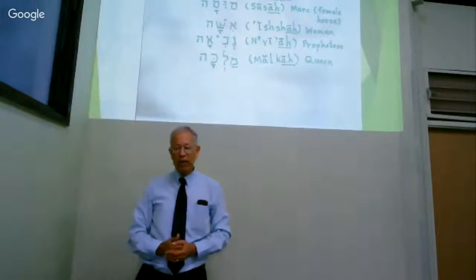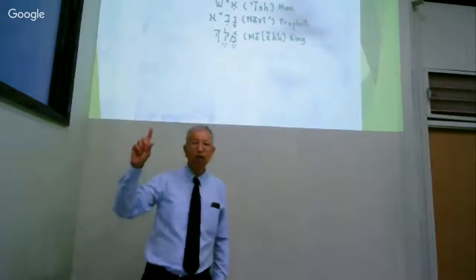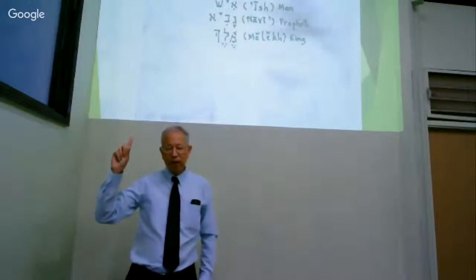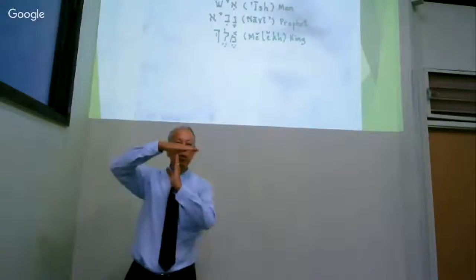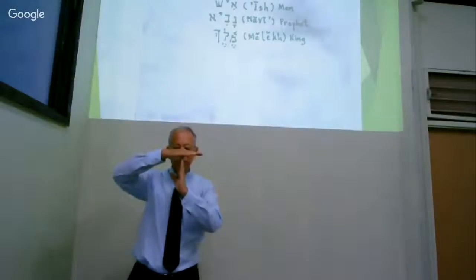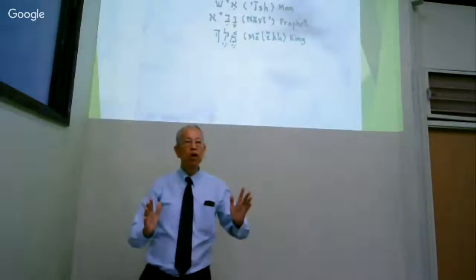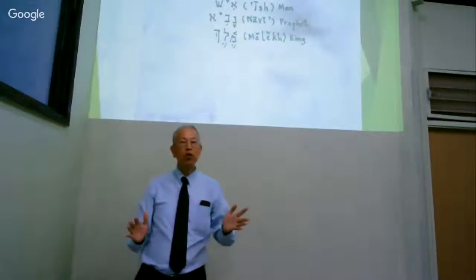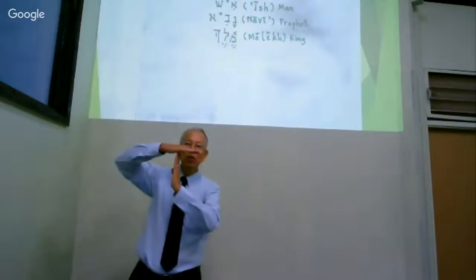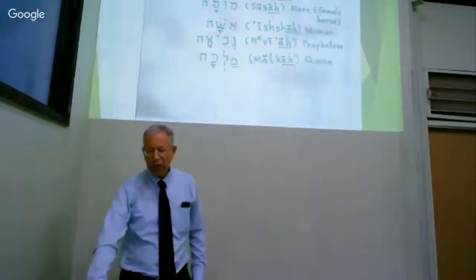Okay, now in the case of man, you saw in the preceding slide, ish is man. And to add kamets a, looking like our capital T, and the he, the letter he, gives you woman. So ish is man, and all you have to do to form the word woman is to add kamets a and he at the end of ish. And this is what you get.